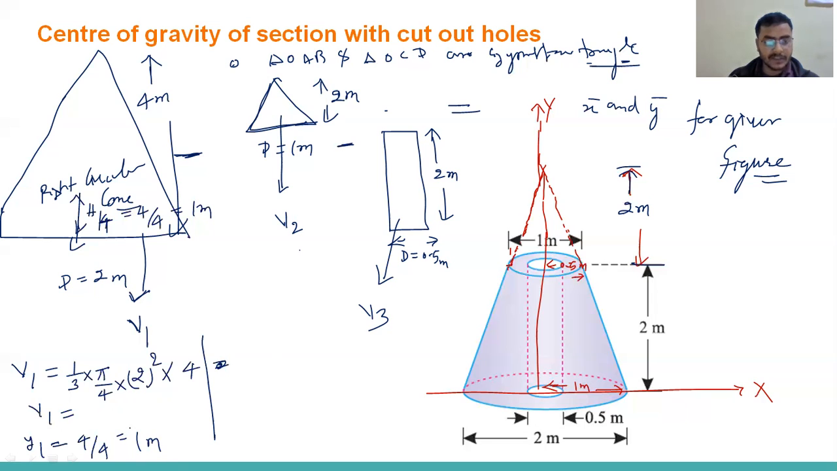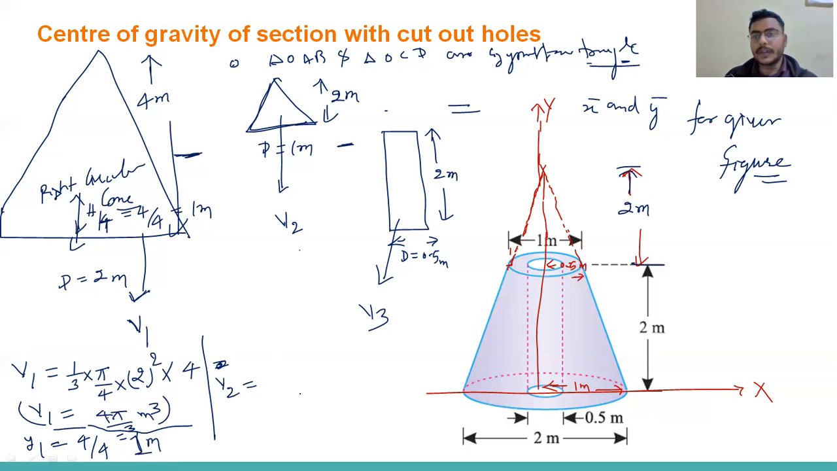So here we can write V1, 4 pi by 3 meter cube. V1 is 4 pi by 3 meter cube, and Y1 we have 1 meter. Now come to the V2.